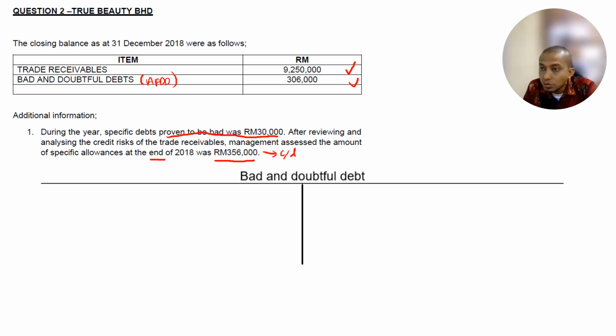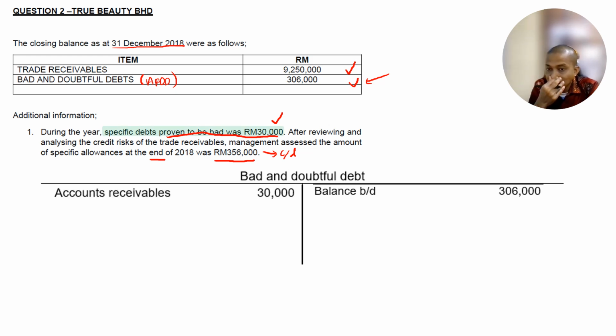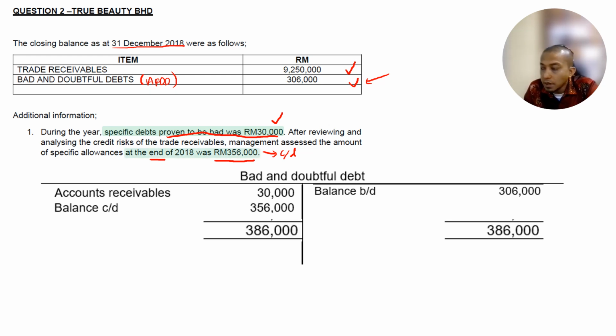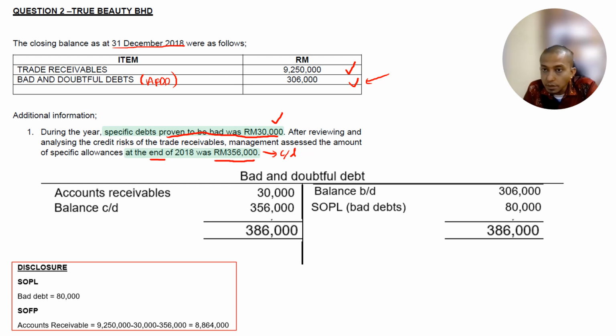Okay, so now we just do this. This is the beginning, closing balance, which is before adjustment. Before adjustment, this means it will become a beginning balance of 306,000. The question also gives us 30,000, so we put 30,000 as the one that cannot be collected, proven to be bad. Then we have the ending balance, 356,000. Balance it up, we get the statement of profit or loss, which is the bad debt expense, 80,000. Simple question.